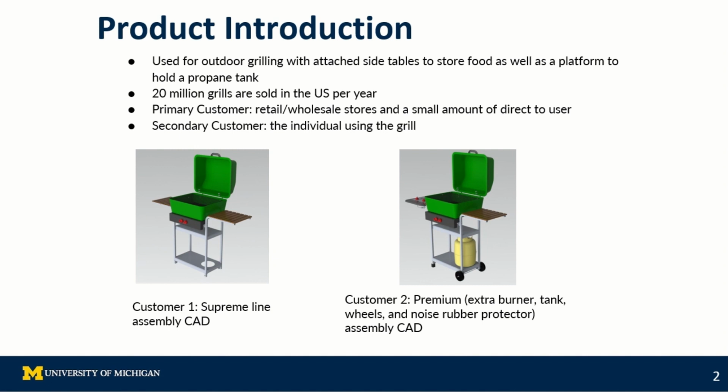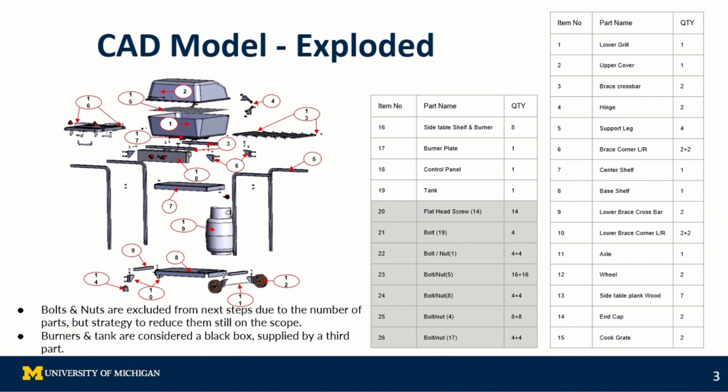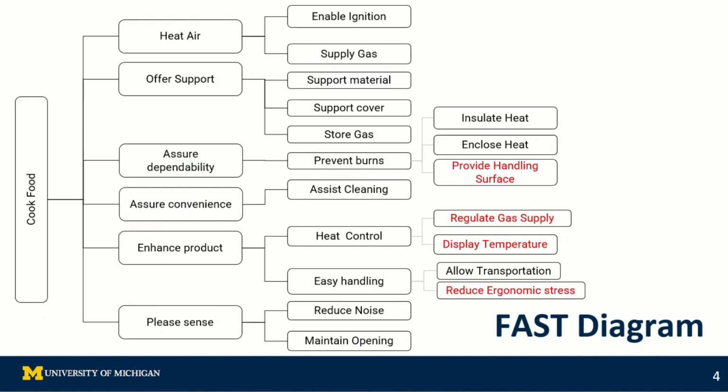interaction with the user. For the expanded view of the product, we can identify the baseline items of the assembly having a total of 19 components. It's important to mention that for this analysis, bolts and nuts have been excluded, and we also considered burners and the tank as a black box being provided by a third-party supplier.